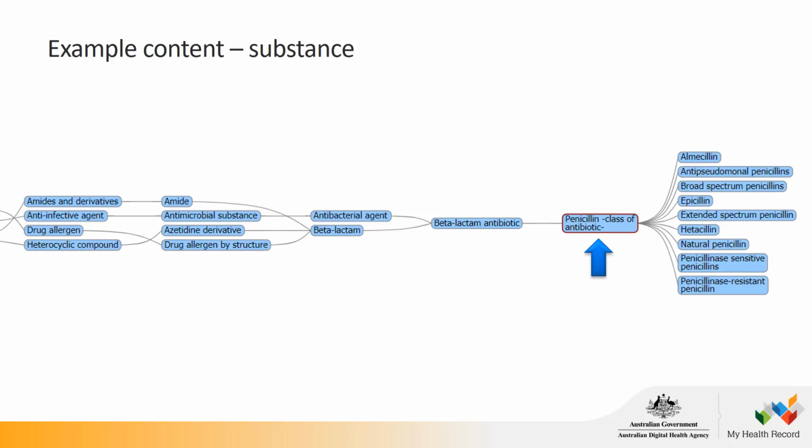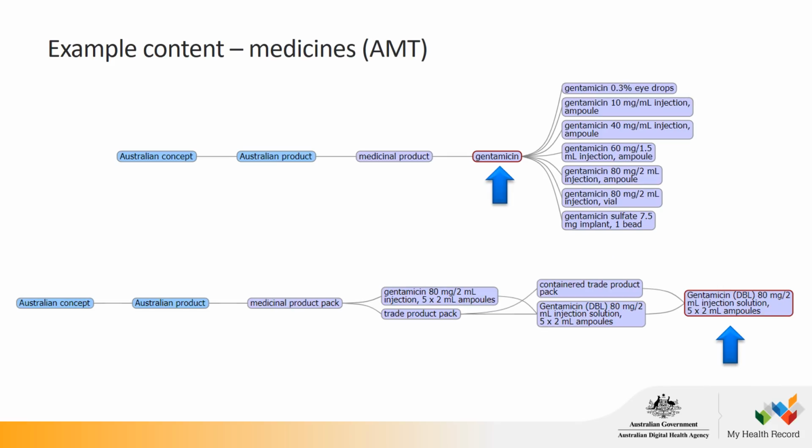Then we have substances, such as penicillin, class of antibiotic. This is useful, for example, when recording allergies. An alert can trigger if the class is recorded or if the specific substance is recorded. Medicines and also non-medicinal products draw concepts from this hierarchy. Very briefly, here are some examples of the Australian medicines terminology. The generic formulation of medicines is represented by medicinal product, such as gentamicin in the top line. To the right of gentamicin are the medicinal product unit of use concepts. The AMT also describes the trade side of medicines, and here we have an example of a container trade product pack, which shows the brand name, pack size, and container type, amongst other information.